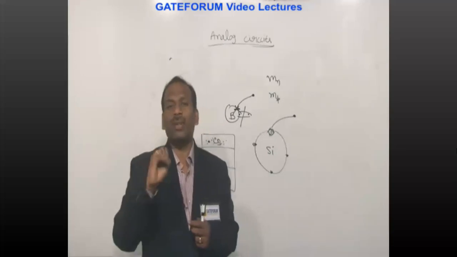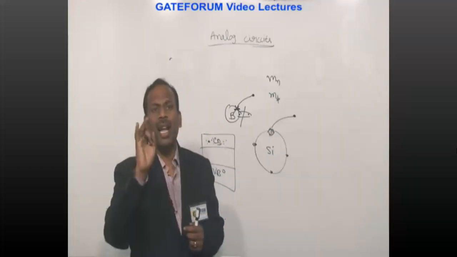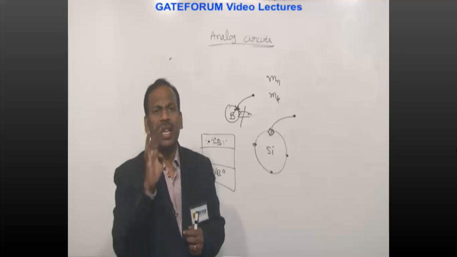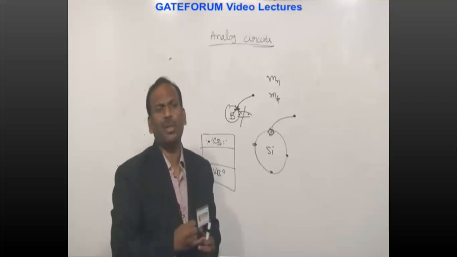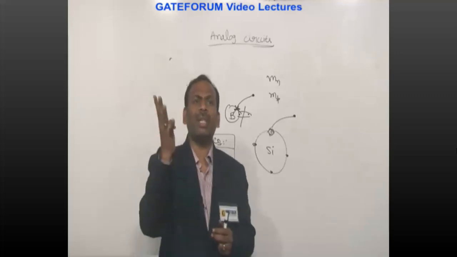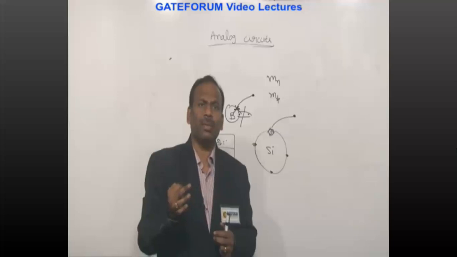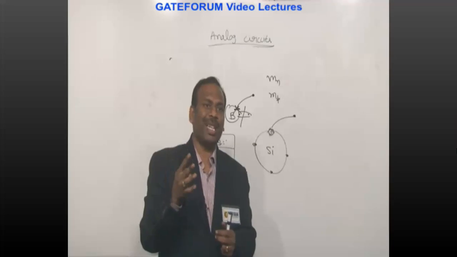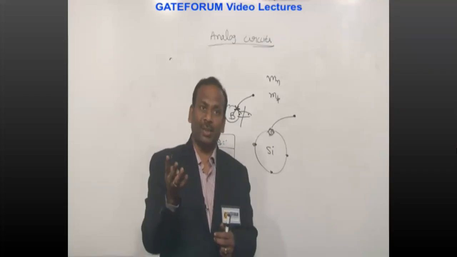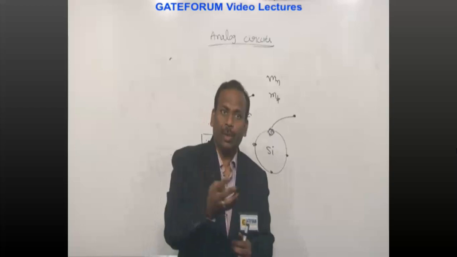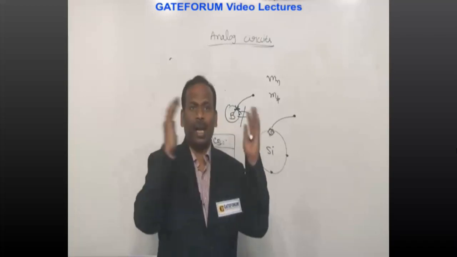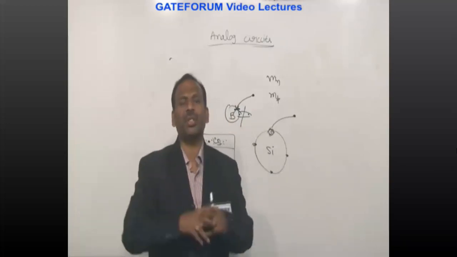That's why I said phosphorus is the better one. Arsenic, antimony, bismuth are generally avoided. Why does phosphorus only have to be used? Why not arsenic, antimony, bismuth? Bismuth is not going to satisfy the electrical characteristics required for doping. First of all, the atomic size is not matching. It's too large.